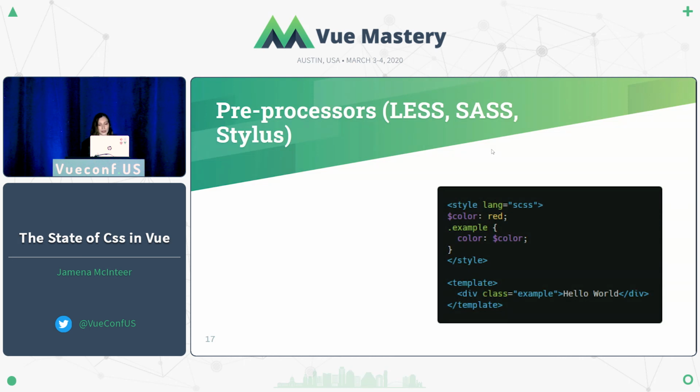So here's an example using SCSS. Again, the lang attribute is SCSS, and then we're using a variable and a class. So this here is going to be a global style using SCSS as our preprocessor. We're not using the scoped attribute or the module attribute in this case.